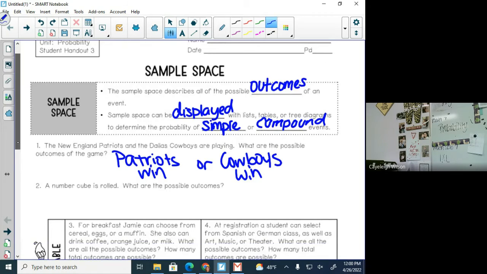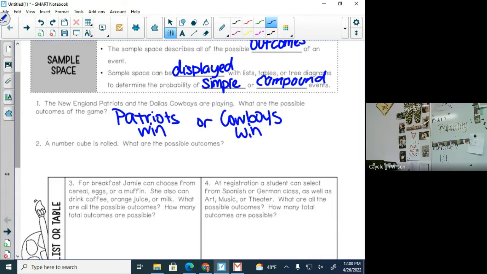Just like we already talked about a number die, a number cube. When I roll a number cube, what are the possible things that I could get? A 1, a 2, a 3, a 4, a 5, or a 6. Those are a list of the sample spaces.